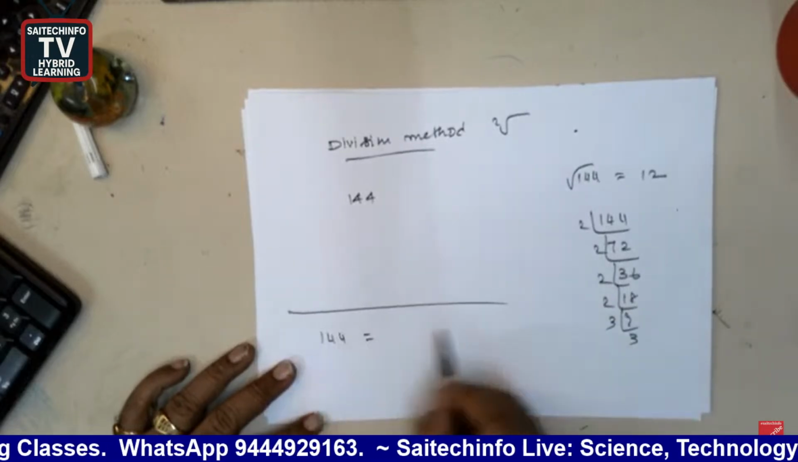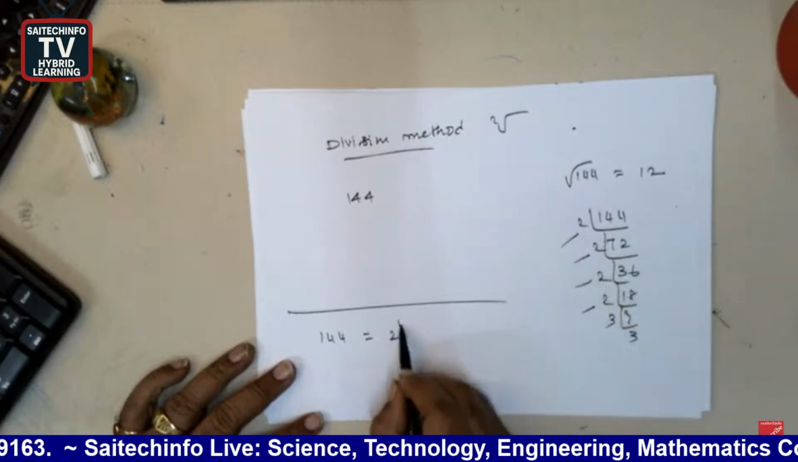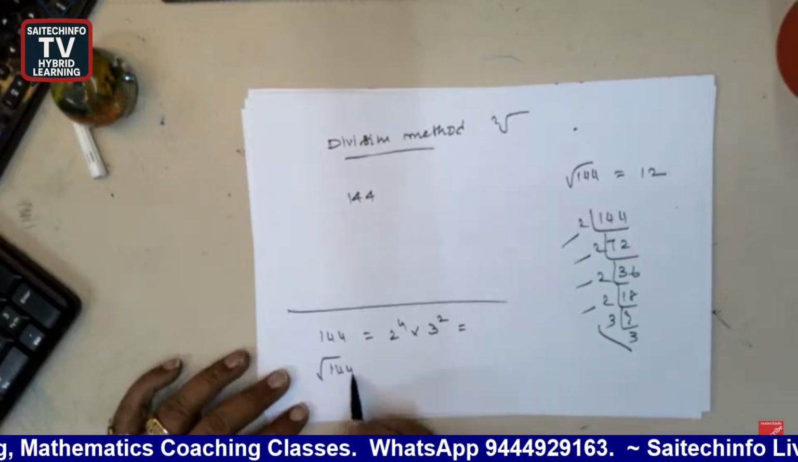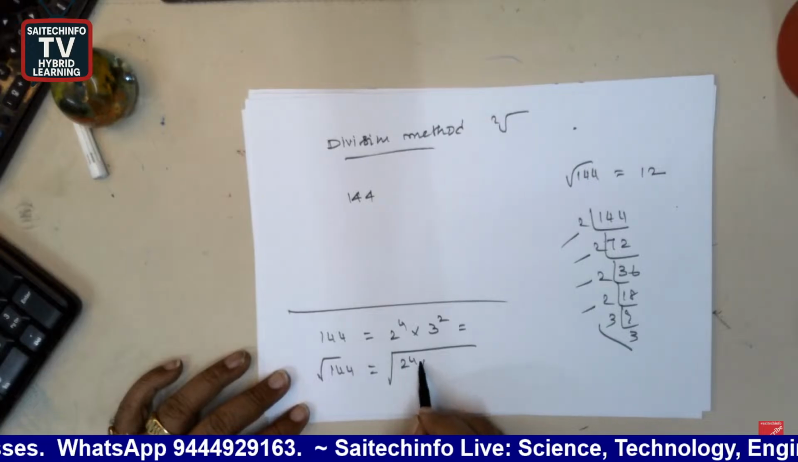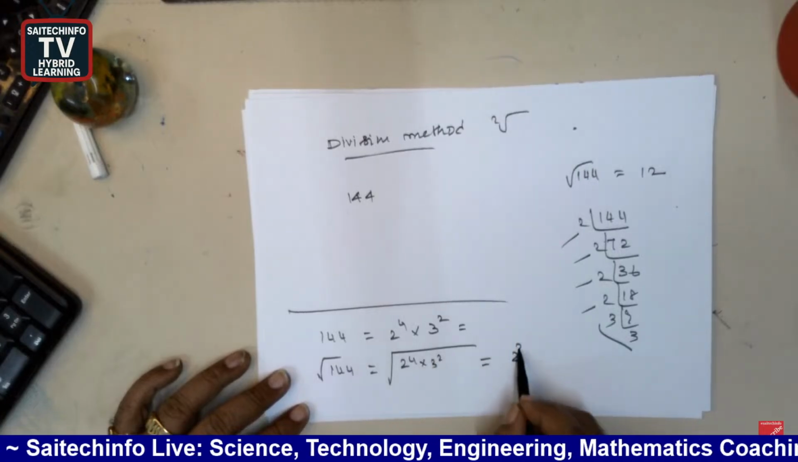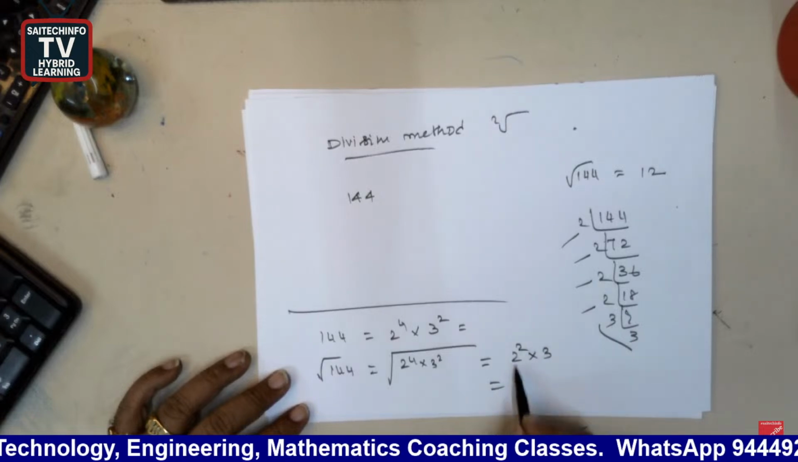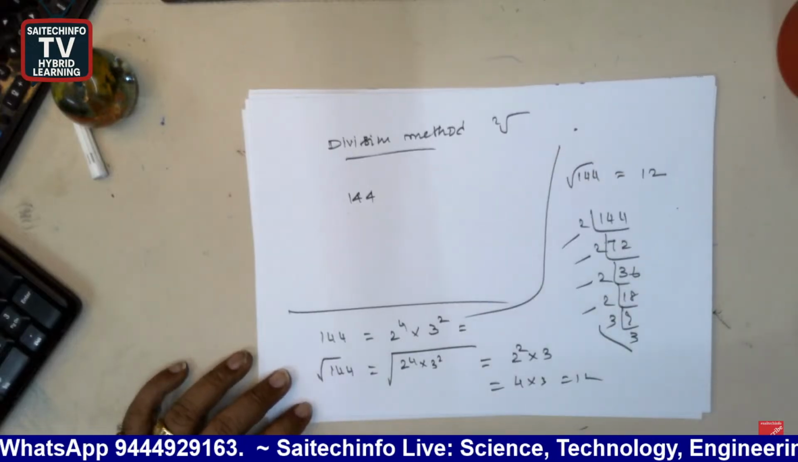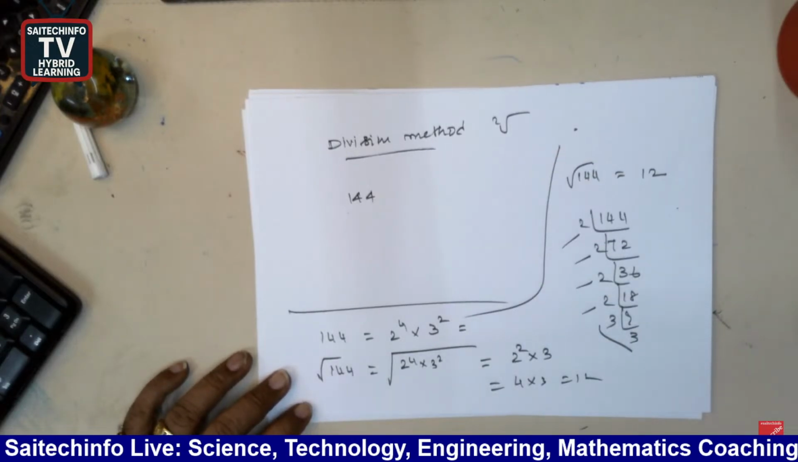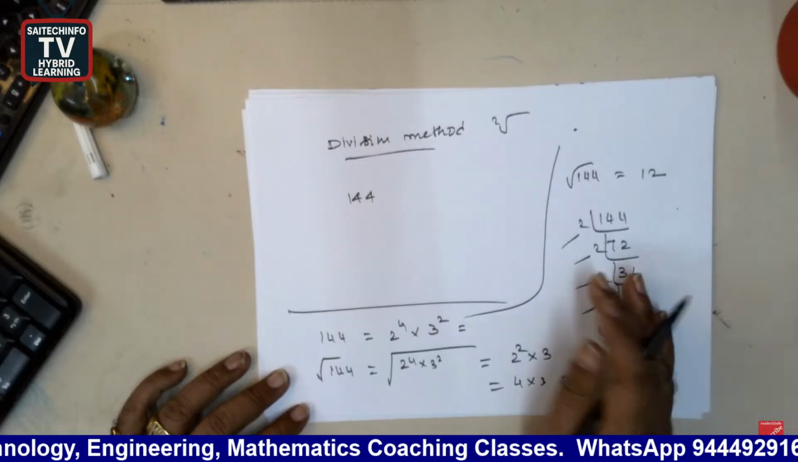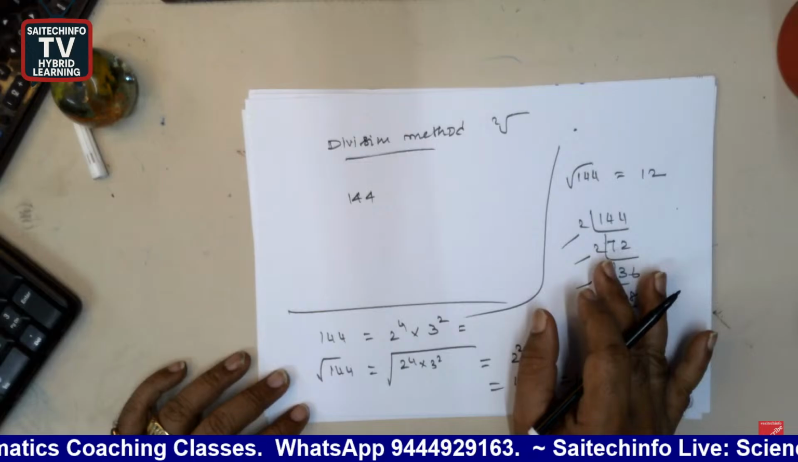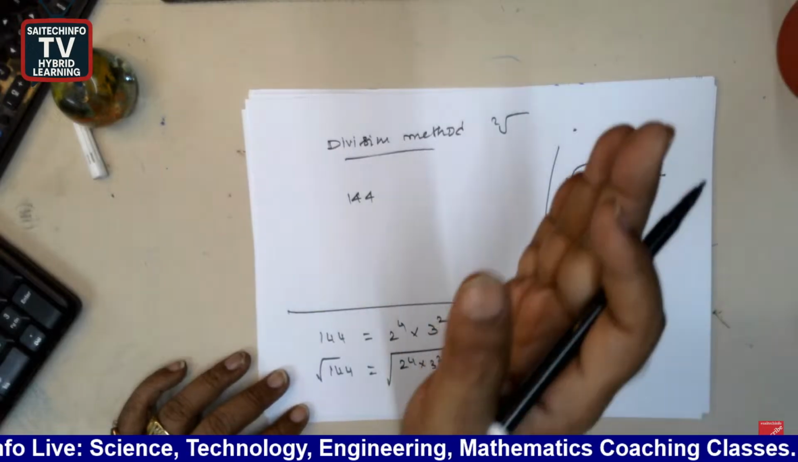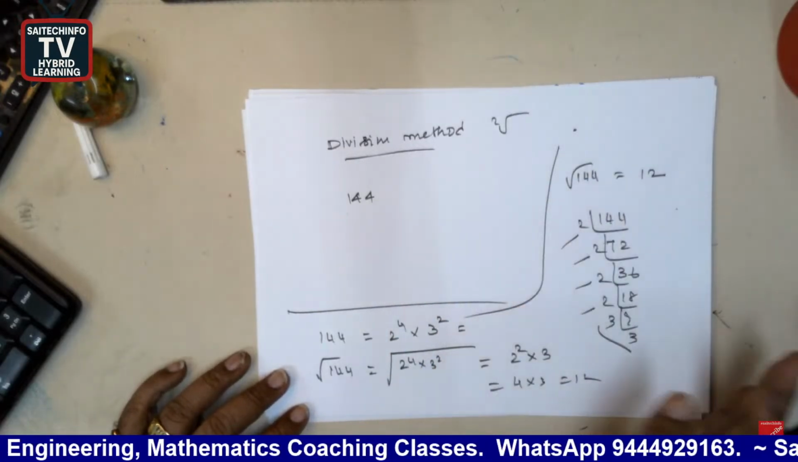So what you can put? 144 is equal to 2 power 4 into 3 square. So you can take the square root of 144, which is nothing but the square root of 2 power 4 into 3 square. So you can declare this as 2 squared into 3, which is nothing but 2 2s are 4 into 3, that is equal to 12. So this way you can easily do it by factorization. You can divide by 2 or 3, or 7 or 11, likewise by prime numbers, and you start on this by 5, etc.